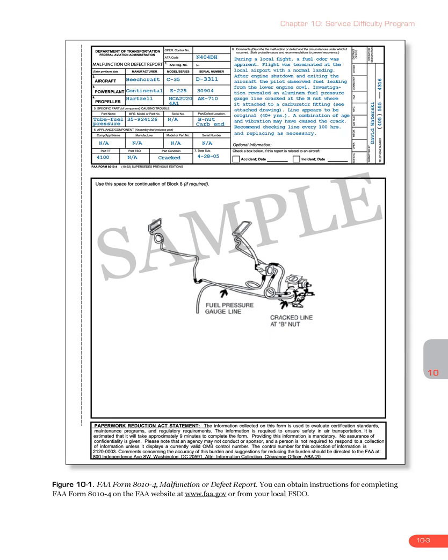Figure 10.1. FAA Form 8010-4, Malfunction or Defect Report. You can obtain instructions for completing FAA Form 8010-4 on the FAA website at www.faa.gov or from your local FSDO.